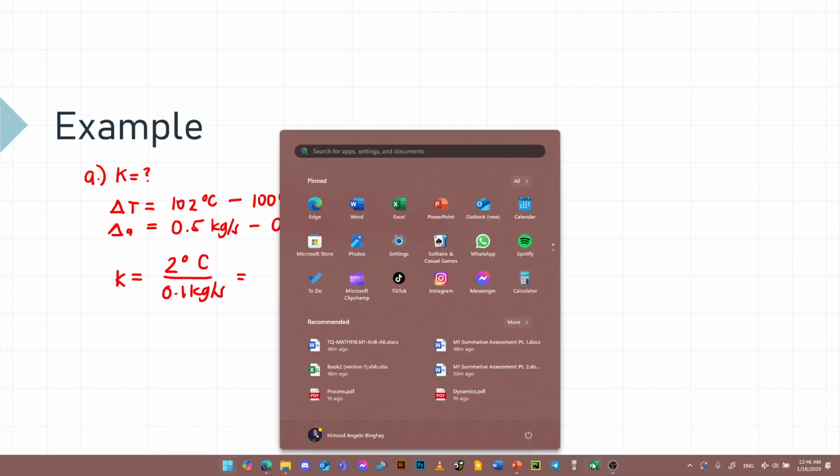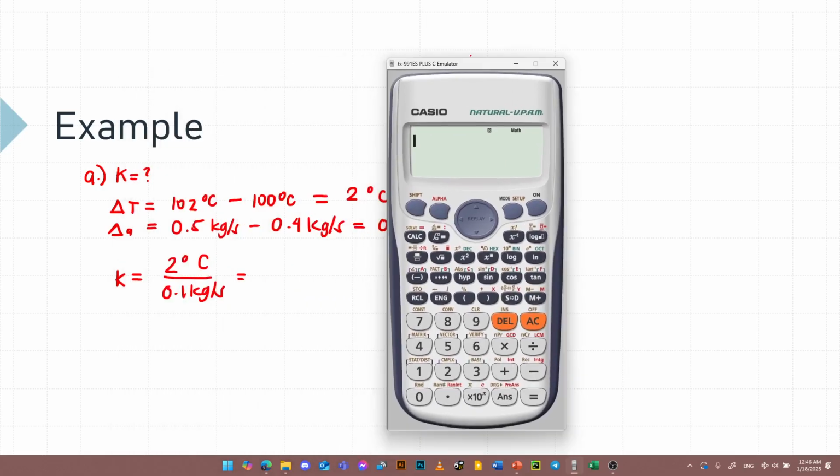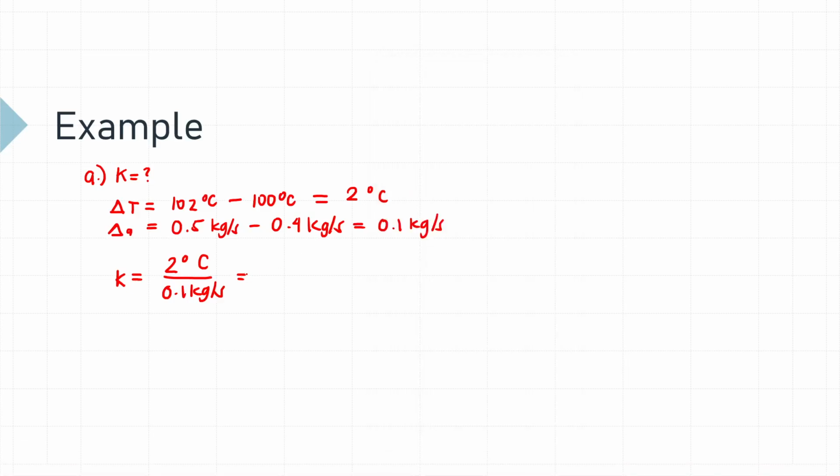Let's try to use our calculators to simplify the solutions for this one. So we'll have 2 degrees Celsius divided by 0.1 kilograms per second. That gives us 20. So that is 20 degrees Celsius per kilogram per second. That is our gain. Letter B is a little bit more complicated because of how we're going to have to derive a few equations.